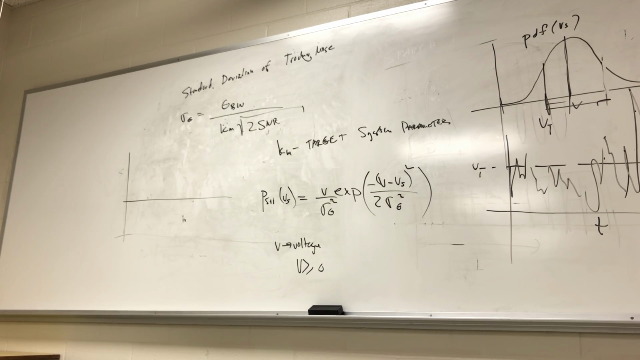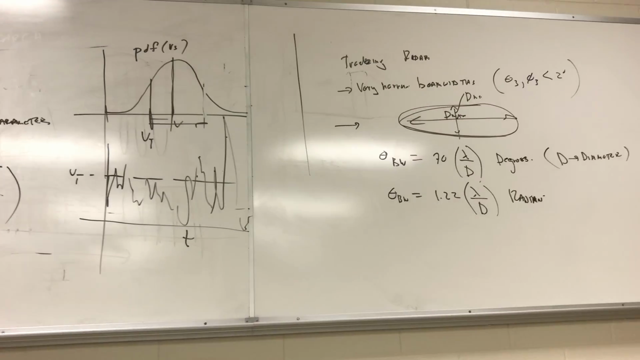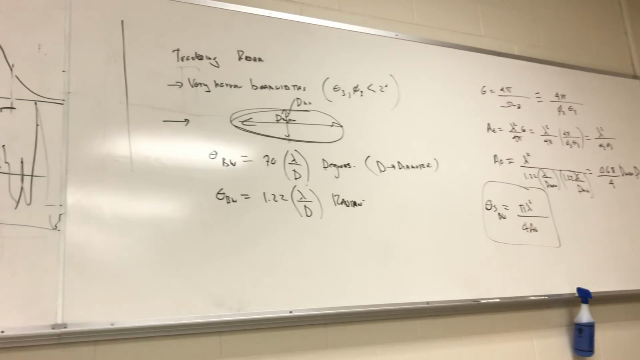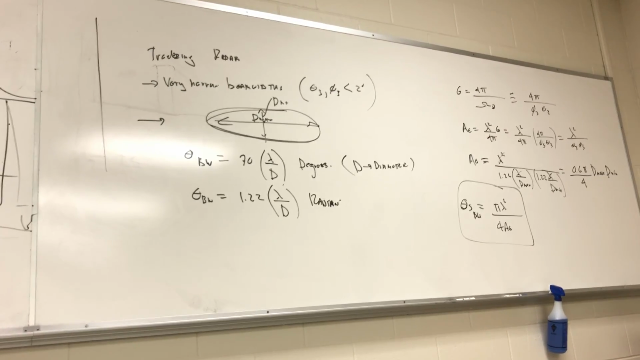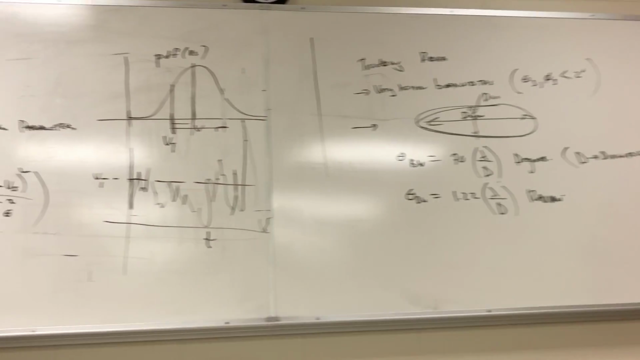So now, when you incorporate that over there, the theta 3dB, the beam width, is pi lambda squared over 4 times the aperture to get the beam width. Into this equation, here's what falls out.